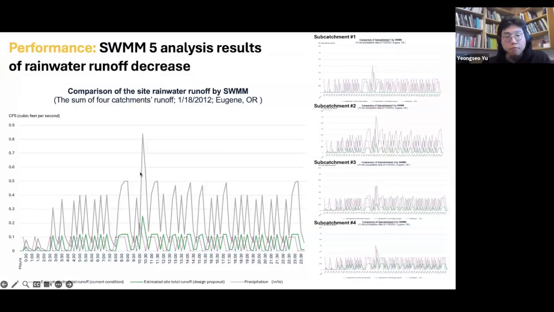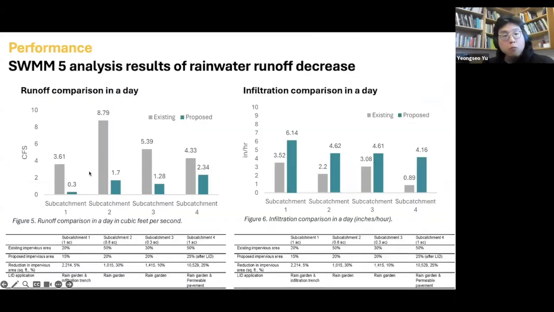Next slide, please. And this is the SWMM analysis result. The left one represents the rainwater runoff comparison of the sum of the 4 catchments, the entire site. And the right 4 graphs respectively represent each subcatchment. In each graph, the purple color represents the precipitation, the gray means the runoff under the existing condition, and the green color represents the runoff of our design proposal. So basically, please go back to the previous slide.